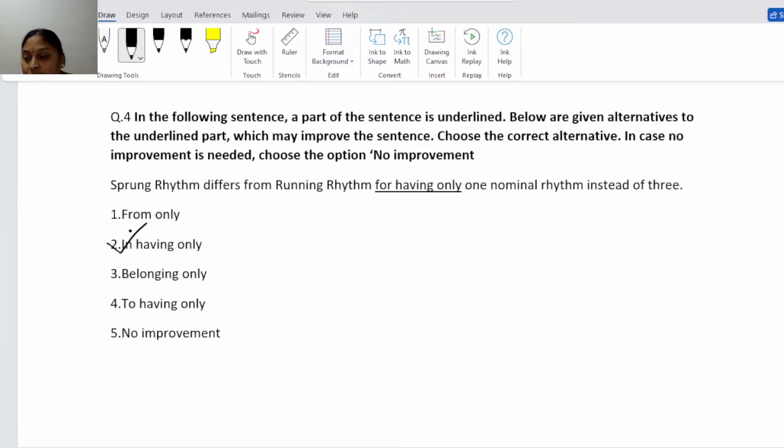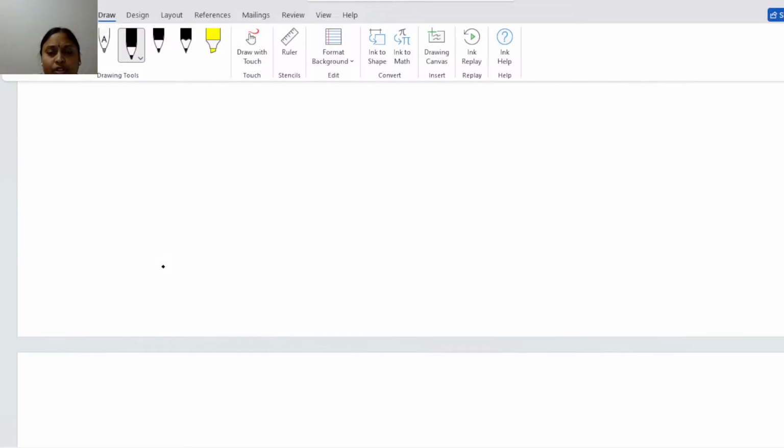So here in, in this we are supposed to take in having only. In is the preposition, meaning a situation where something is enclosing something else. So here we have to take in having only one nominal rhythm instead of three. So this is supposed to be taken. Next we will go for the next question.